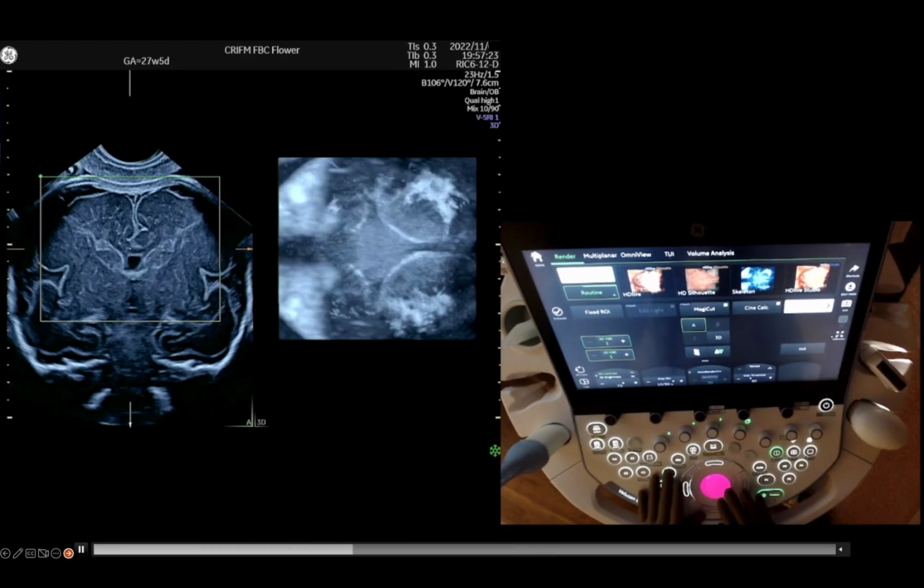So, the take-home message from today's ultrasound demo is that the most important thing is the anterior fontanelle scan because it is the widest scan window.